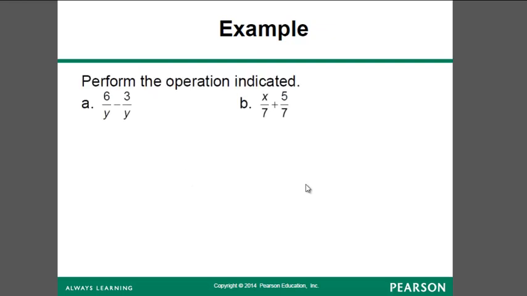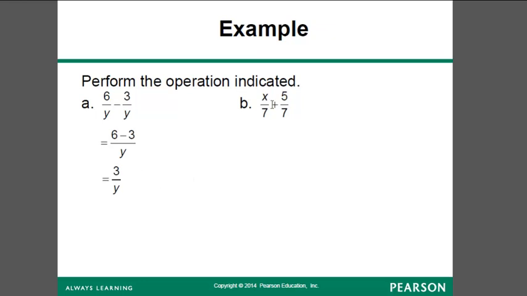It doesn't matter what my denominator is. My denominator can be a variable, such as it is here. I have 6 over y minus 3 over y. Denominators are still the same, so I can look at it as 6 minus 3 all over y, which leaves me with 3 over y.